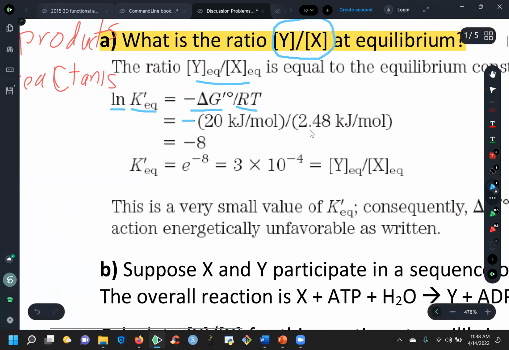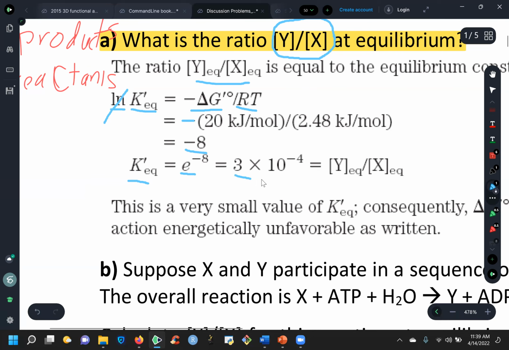So here the temperature times R was 2.48 kilojoules per mole. And so our ln of KQ is equal to -8. Now in order to get rid of the ln, you just write KQ is equal to e to the power of your answer. So e to the power of -8, and that will equal 3 times 10 to the -4.